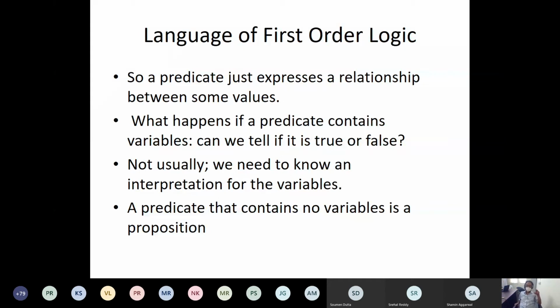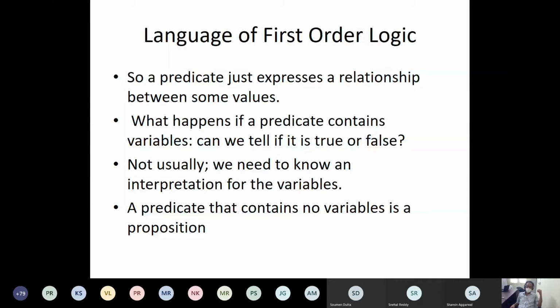What happens if a predicate contains variables? Can we tell if it is true or false? Not usually. We need to know an interpretation for the variables. For example, P(x). Let us think of a predicate. Let me give you two predicates. One is even, the other is odd. And we can say even 2 is true, even 64 is true, even 23 is false, and so on.